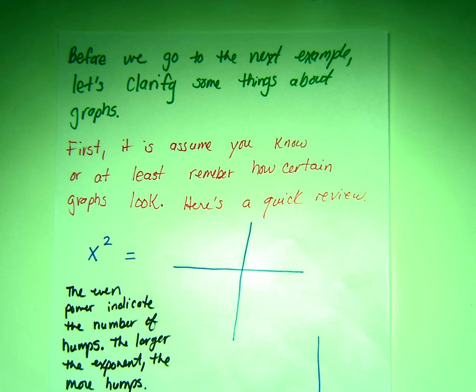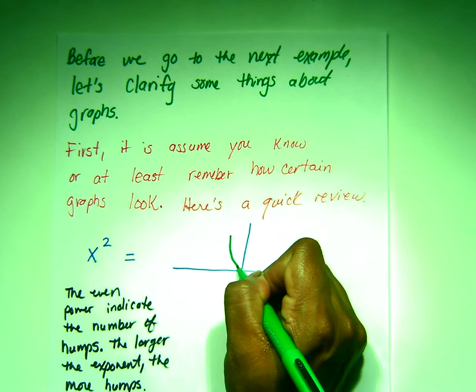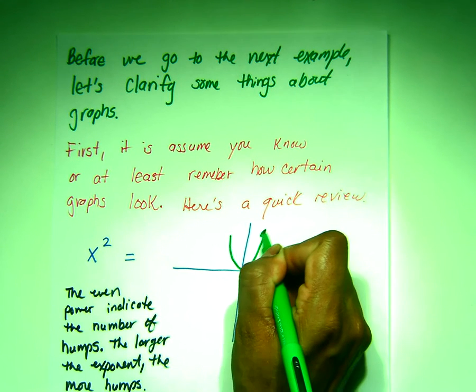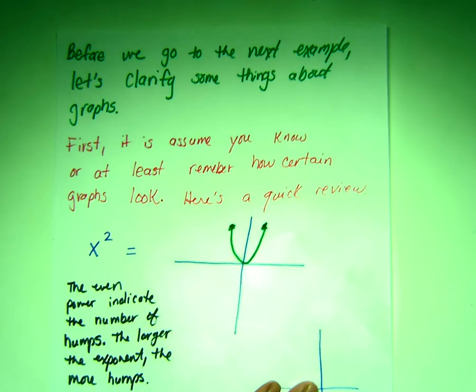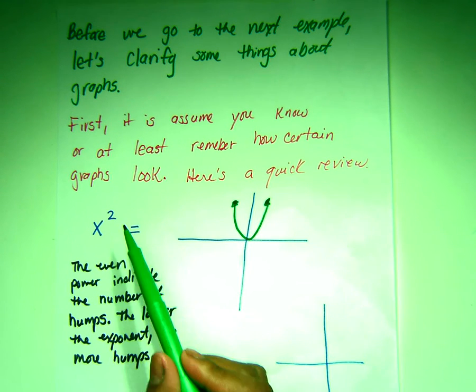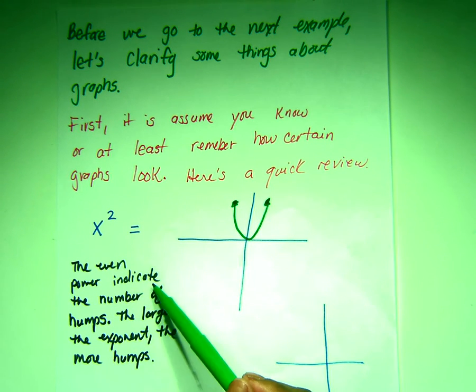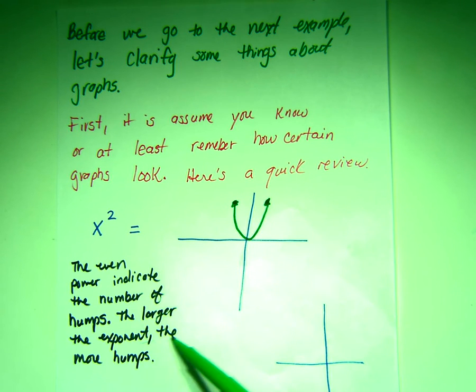When you're doing x squared, that's automatically a parabola. So it looks like a U. Notice how it's meeting right here at the origin. I'm just going to do little arrows right here to indicate that it keeps going and going. Now notice how this exponent is an even power. The even powers indicate the number of humps. So the larger the exponent, the more humps you have. Feel free to use your actual calculator to elaborate on this.